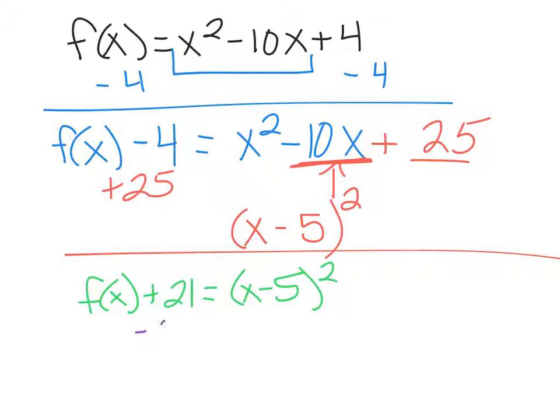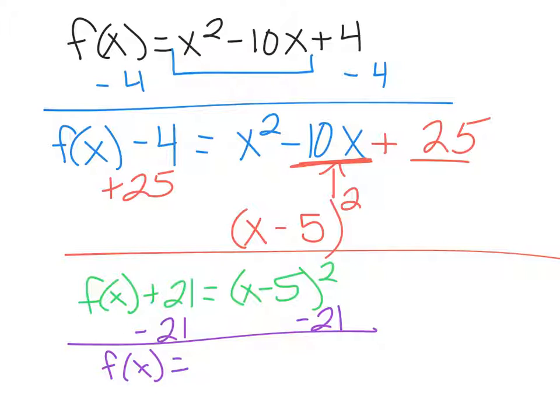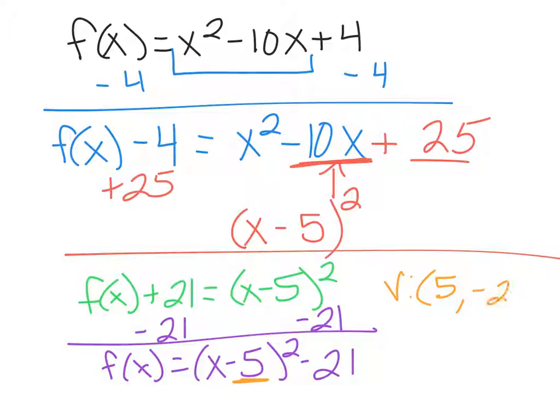My last step here is to subtract 21, and f of x equals x minus 5 squared minus 21, and that's standard form. The purpose for standard form is to find the vertex really simple, and the vertex of this graph is the opposite of the x term, so positive 5, negative 21.